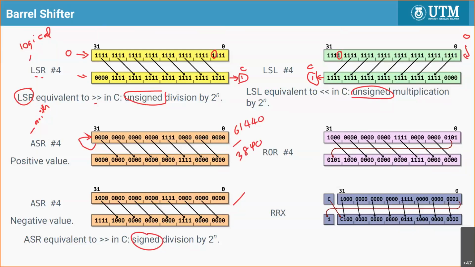If you convert this in binary and convert the binary to decimal, it will be 3840. So 3840 times 16 will give you back 61,440. One position to the right will divide by 2. 4 positions will divide by 2 to the power 4. So n positions will divide by 2 power n. So that's why you have this number. Signed division by 2 power n.